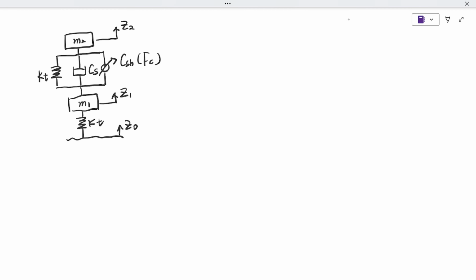Next, we will build the kinematic equations. For the sprung mass: M2 times Z2 times S squared, this is acceleration, and S is the Laplace factor, equals Cs, the damping coefficient, times (Z1 minus Z2) times S, this is the velocity, so this term is the damping force, plus Ks, the spring stiffness, times (Z1 minus Z2), this term is the spring force, plus Fc. Fc is our control damping force.